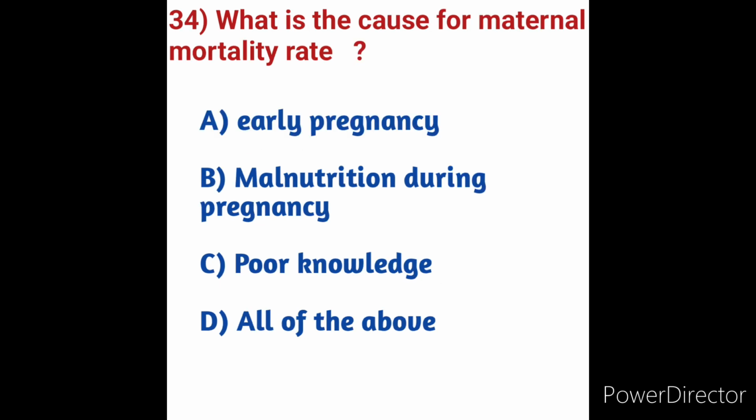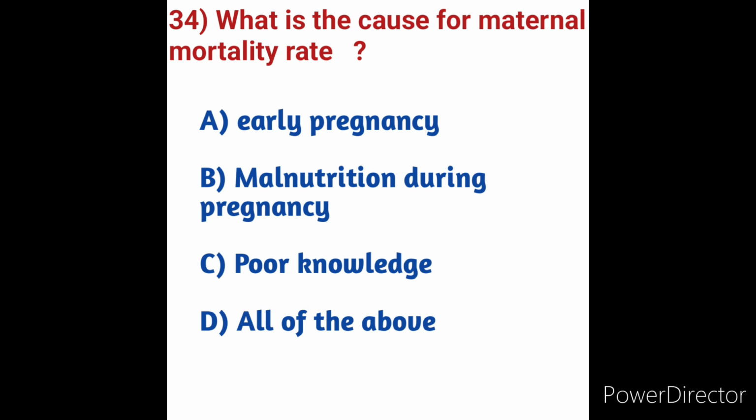What are the causes of the maternal mortality rate, MMR? We will see the options first. Option A, early pregnancy. Option B, malnutrition during pregnancy. Option C, poor knowledge. Option D, all of the above. The maternal mortality ratio is the number of maternal deaths divided by the number of live births, multiplied by 1 lakh. The maternal mortality ratio can be calculated directly from data collected through vital registration systems, household surveys or other sources.